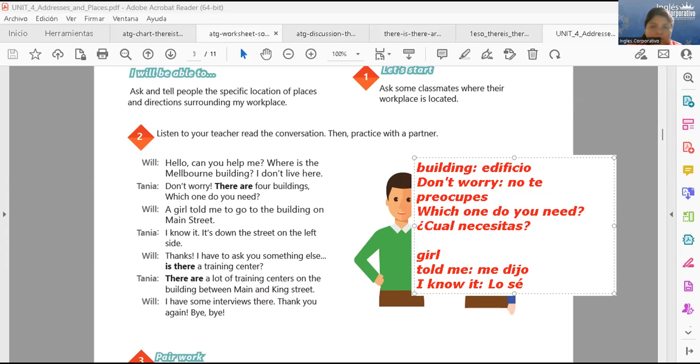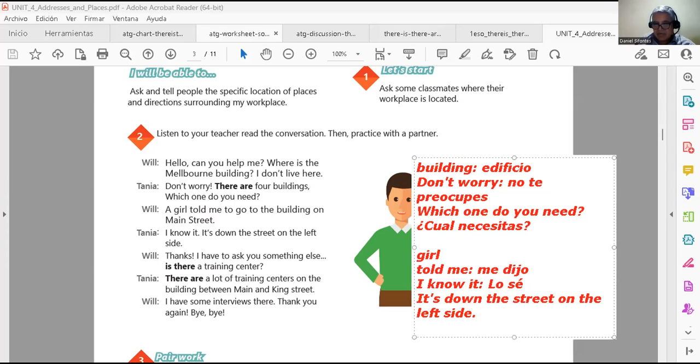Lo? Lo sé. Okay, I know it. ¿Y el it se está refiriendo a qué cosa? A la información que están dando acá arribita. I know it. It's down the street on the left side. Okay. It's down the street. What do you think? Down the street on the left side. What's that? Bajando la calle en el lado izquierdo. Lado izquierdo, okay. It's down the street on the left side.